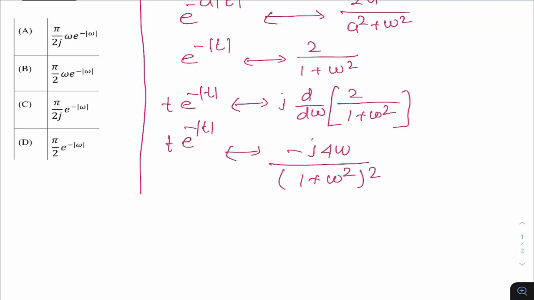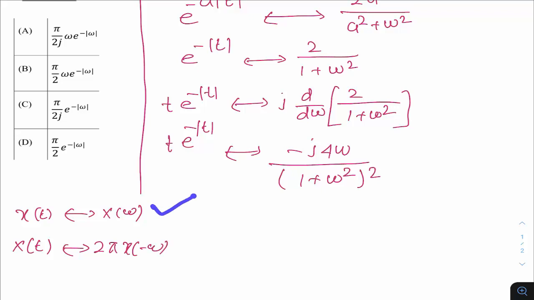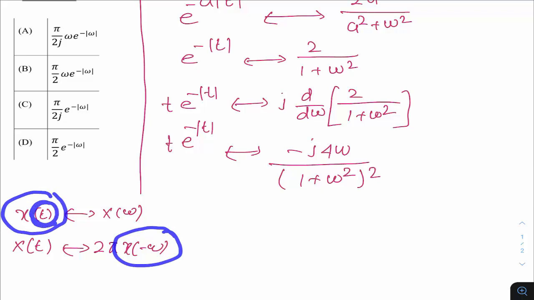Now here let us use the corresponding property. The duality property is something like this: if x of t has Fourier transform X of omega, then X of t has Fourier transform 2 pi into x of minus omega. That means if you have a standard Fourier transform pair, and in this omega function you are replacing omega with t, its corresponding Fourier transform is 2 pi into x of minus omega. So this x of minus omega is nothing but you are replacing this t with minus omega. This is the standard duality property.